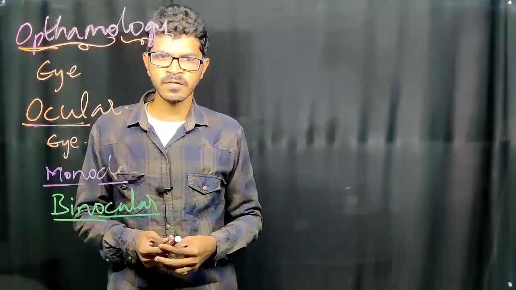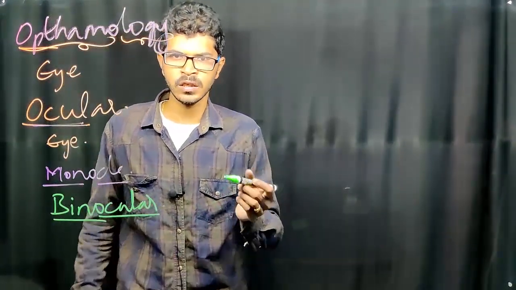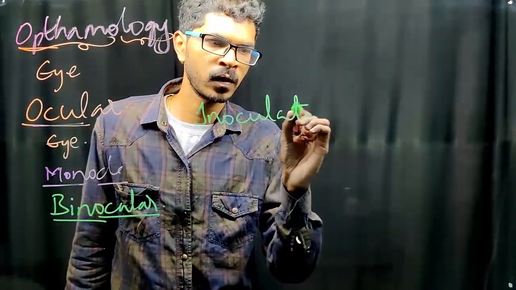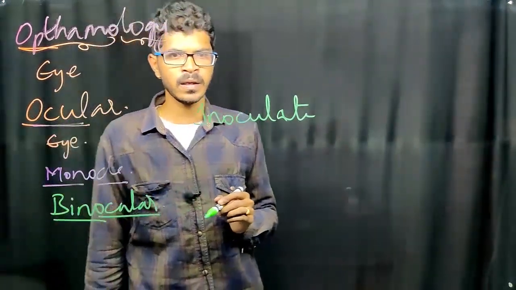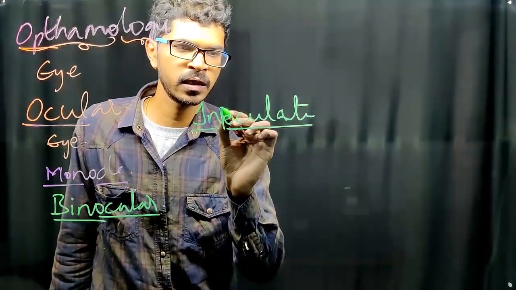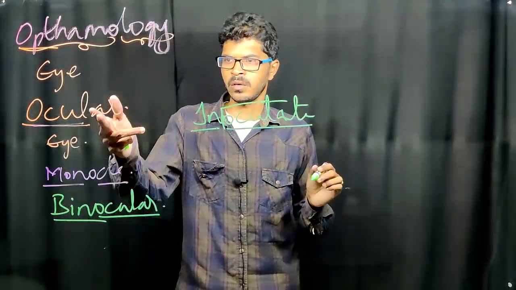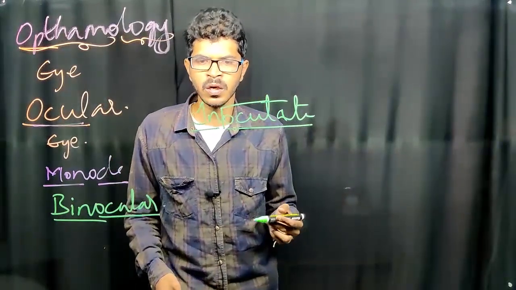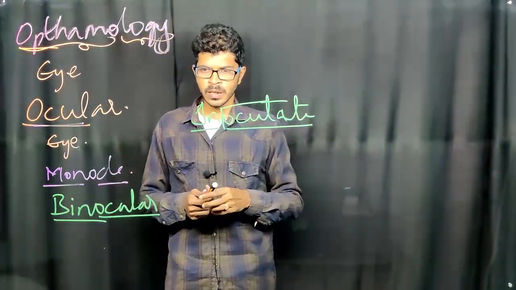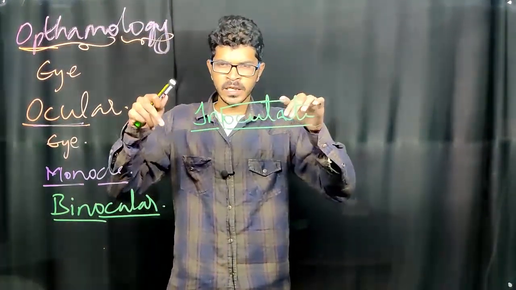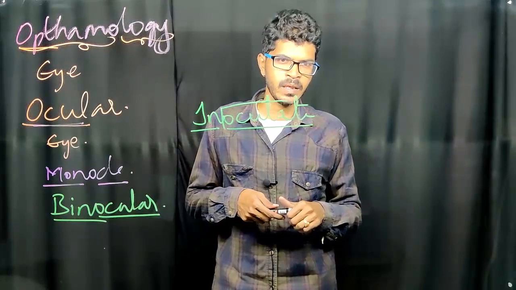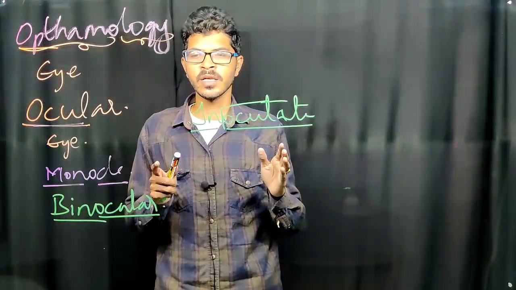And interestingly, there is one more word called inoculate. What do you mean by inoculate? Here two roots are there, in and oculate. Oculate again comes from ocular or ocle, which means eye. Inoculate means if you put a smaller object, fit it perfectly inside a bigger object, that can be called inoculation. Inoculation, not inauguration.